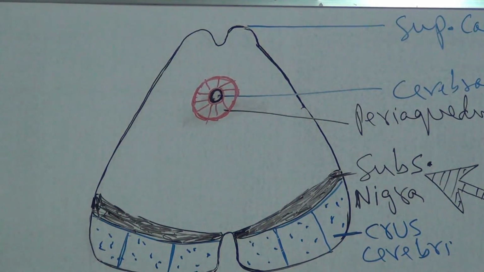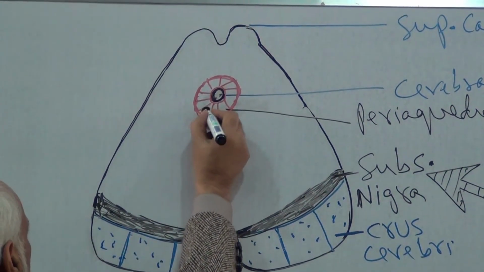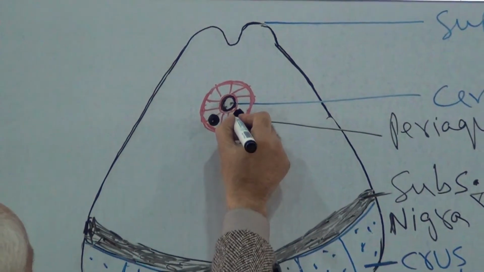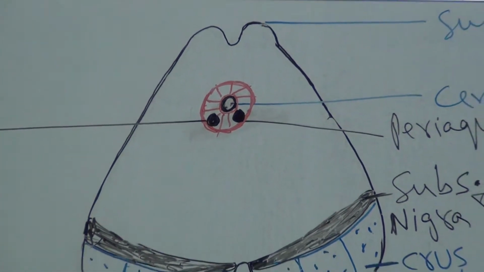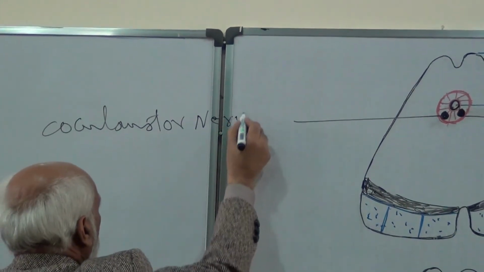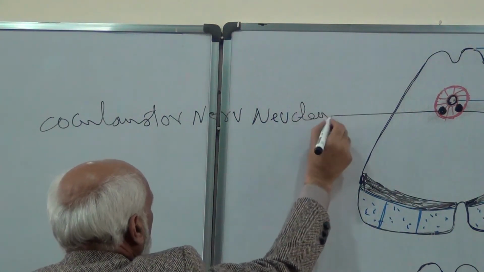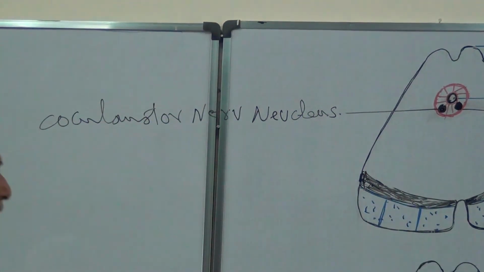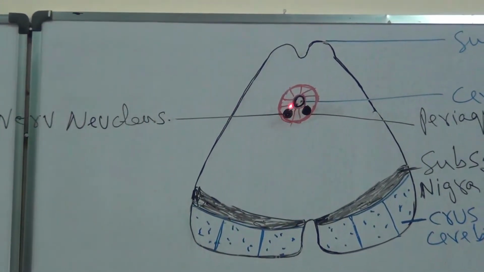Now, in the central gray matter, anterolateral to the cerebral aqueduct is the oculomotor nerve nucleus on each side. Oculomotor nerve nucleus, one right and one left, located in the central gray matter, anterolateral to the cerebral aqueduct.